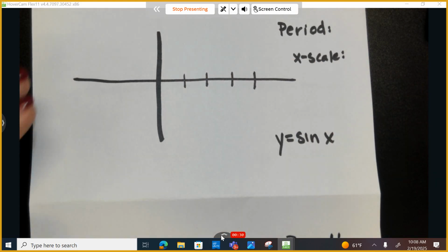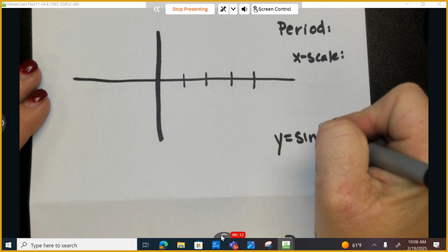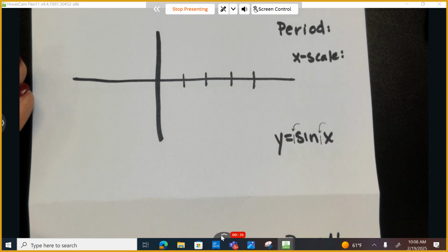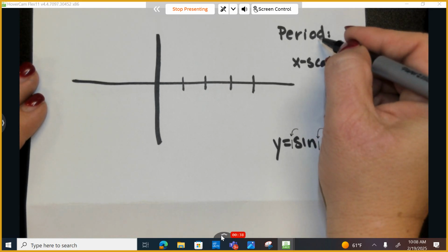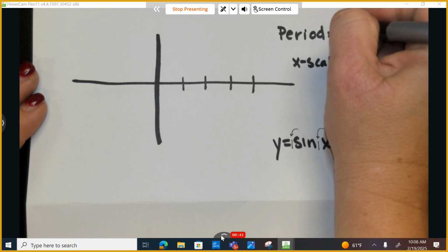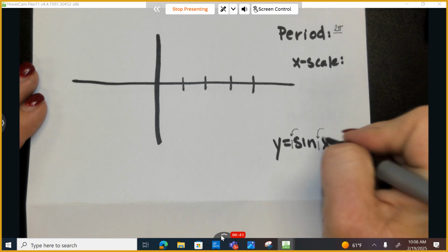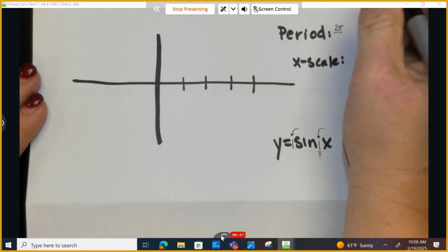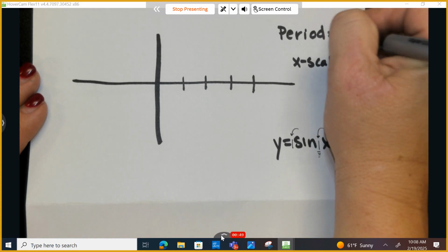The first thing I would like you to do is to recognize that we have a hidden 1 in front of the x and a hidden 1 in front. So when I first determine the period length, for sine and for cosine, I take 2 pi and always divide by whatever number is in front of the x. You are simply watching if you're with me in class. 2 pi divided by 1 is 2 pi.